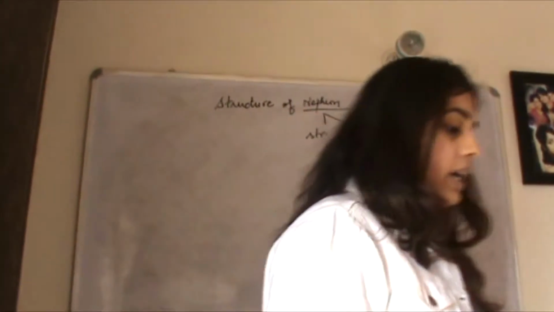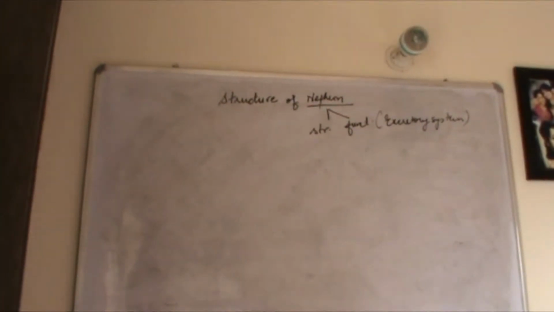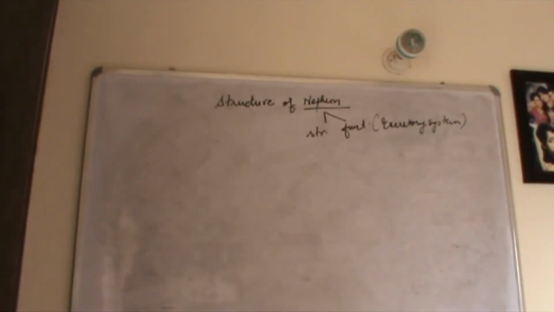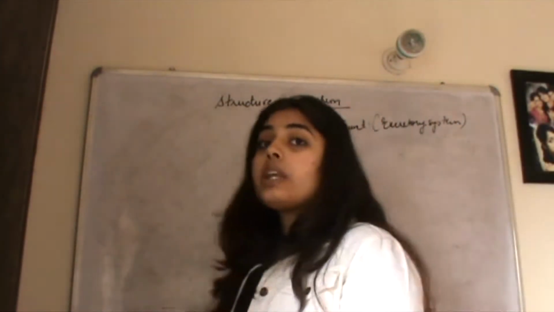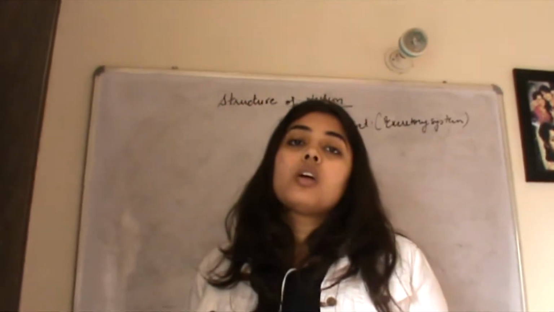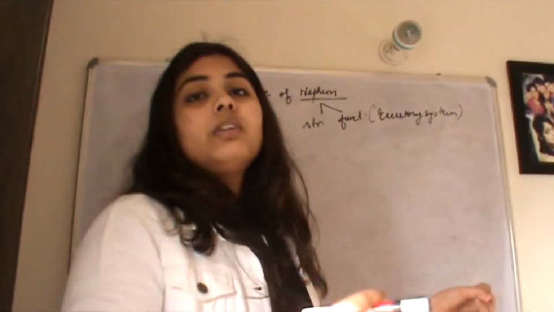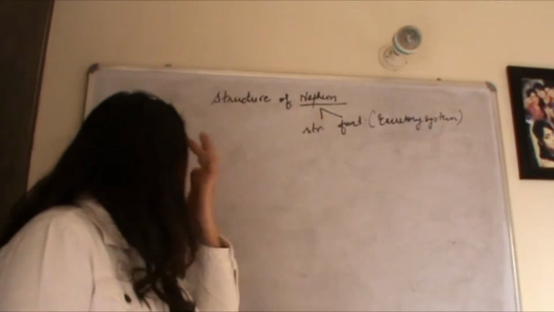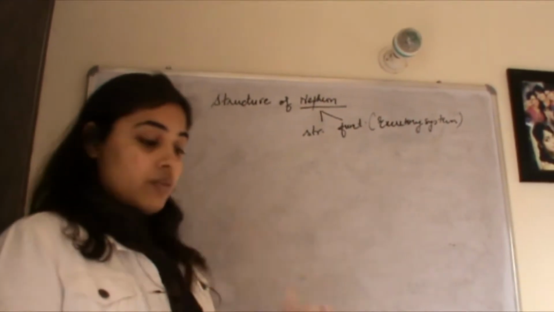Now in this video, we will be studying how the structural and the functional unit of the kidney functions effectively in order to perform the basic function of the elimination of the waste product outside the body. So first of all, let me just draw the structure of the nephron.